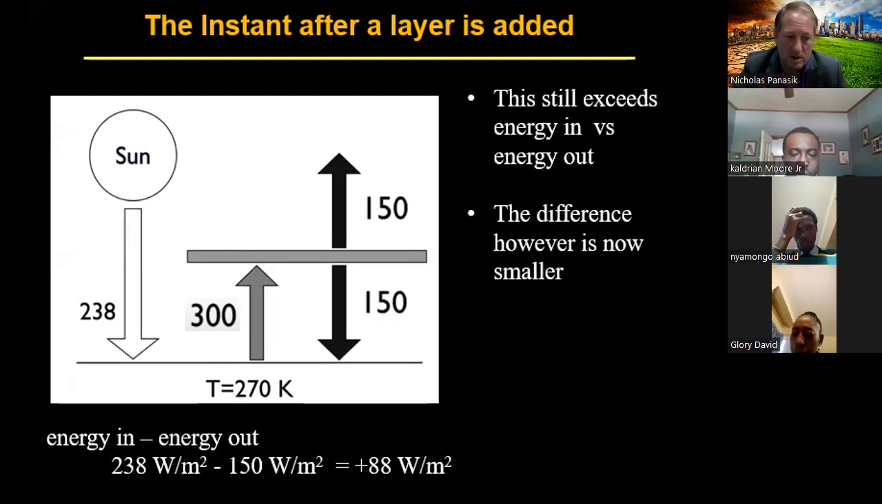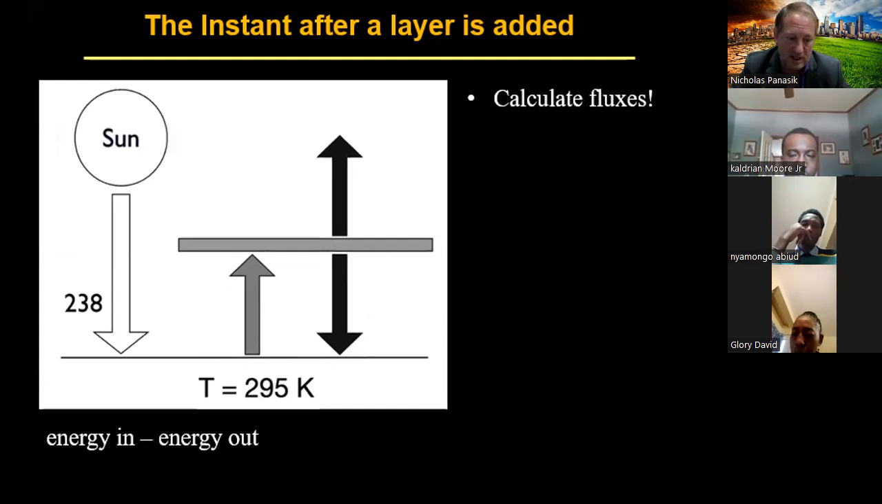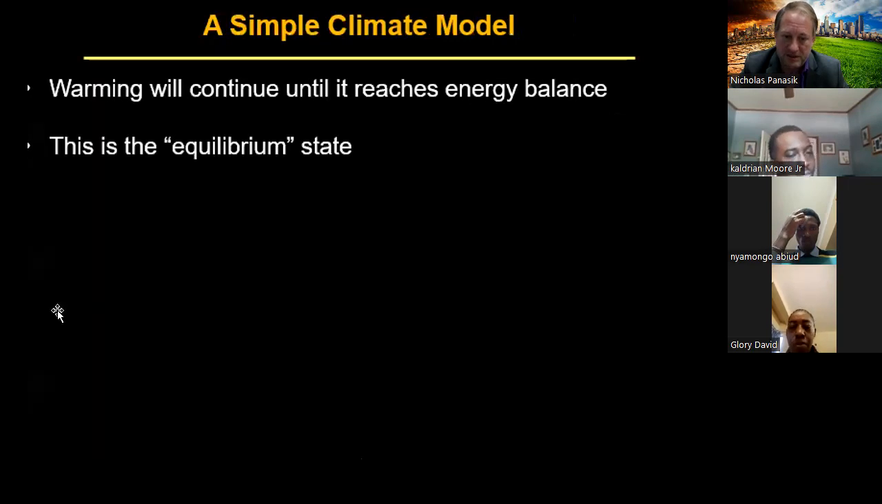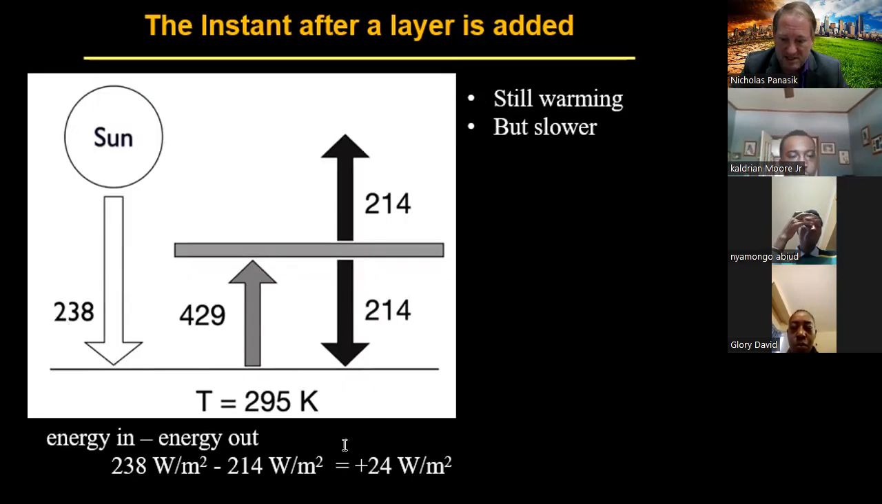If we know it's going to warm up, we could look at 295, calculate our fluxes. That's 429 for a 295 K body. And half of that will go out into space. Again, have we reached equilibrium? No, we've got more energy coming in than we do going out. In this case, a difference of 24. Energy in, which is 238, minus energy out, which is 214, is just going to give us plus 24.